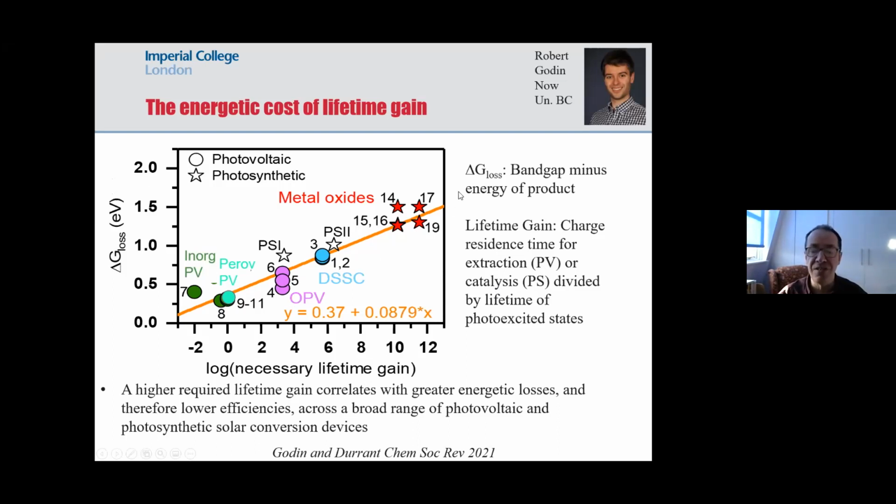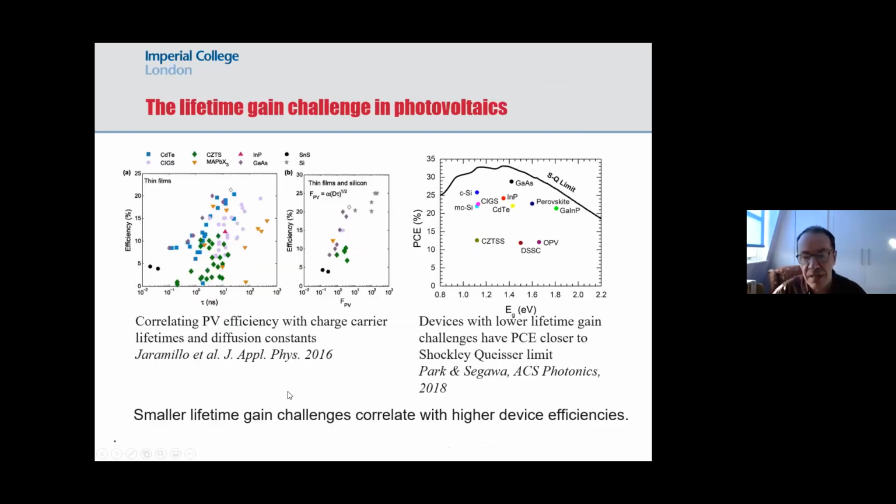The energy penalty is greater for photosynthetic systems than for photovoltaic systems because catalysis is slower than transport. But you can see, for example, here's our perovskite solar cells with a very small lifetime gain and a rather small energy loss. Here's the organic solar cells, rather more intermediate, a moderate lifetime gain and a more significant energy loss.